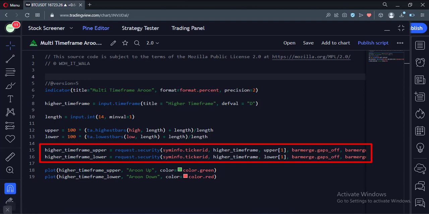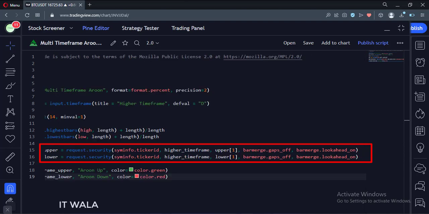For this, we use the security function. The first argument of this function is the current stock name. The second argument is the higher timeframe. The third argument is the data to be fetched from the higher timeframe. Bracket 1 written in front of the data avoids the indicator repainting issue. The fourth and fifth arguments handle the gaps and bar merge.